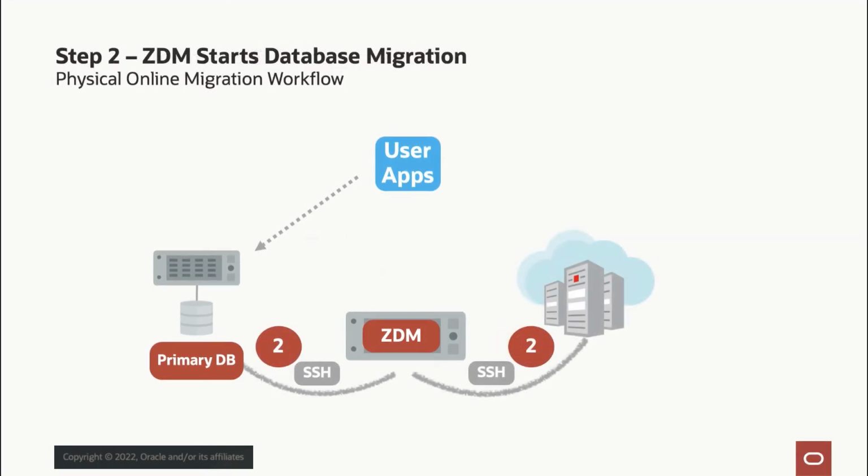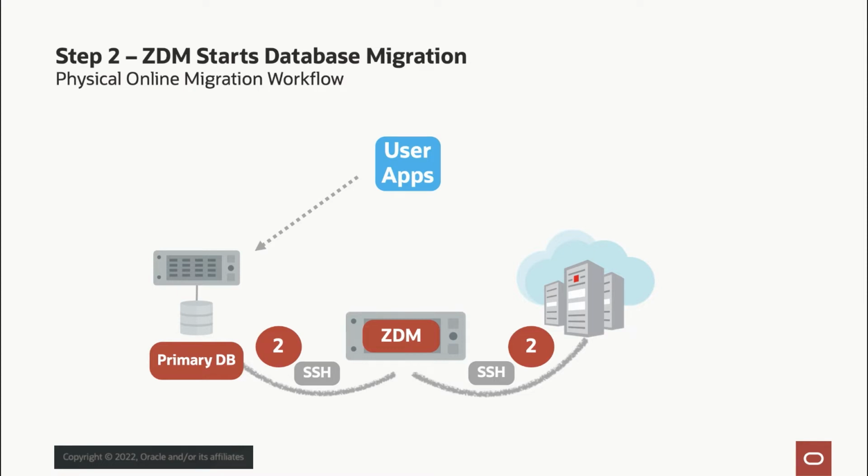So you issue the migration command. Remember that ZDM runs on a command line based tool. So basically you will say ZDM CLI migrate database. That's the name of the command line interface and the migration command. You provide information about the response file, information about the source and target database, and ZDM starts the migration process. So here, everything that happens now is completely automated and orchestrated by ZDM.